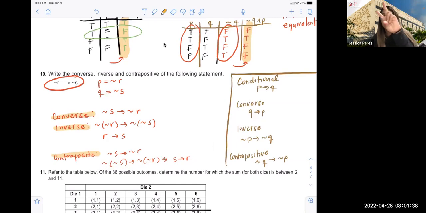Conditionals, P implies Q. Converse, you can switch it, so it's not S implies not R. The inverse, you keep it, but you negate each one, so you negate not R and you negate not S. And the last one, the contrapositive, you flip and you negate.